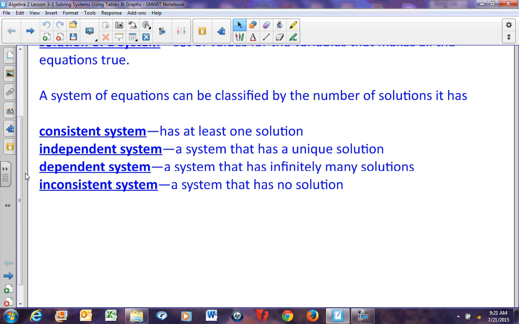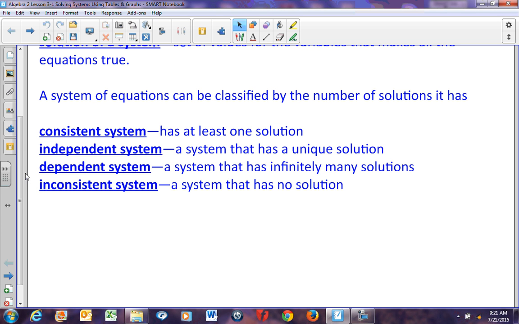An independent system is a system that has a unique solution. That means it really only has one solution. Two lines intersecting at one point. It's independent. If it is independent, it must be consistent. It falls into that category.